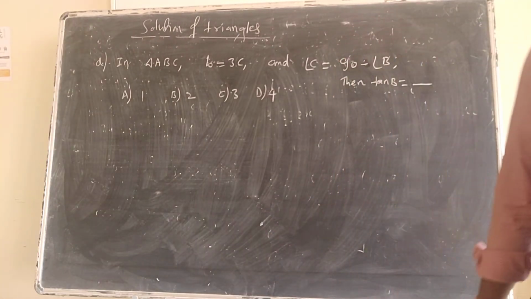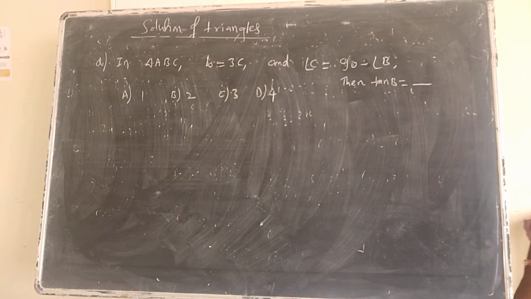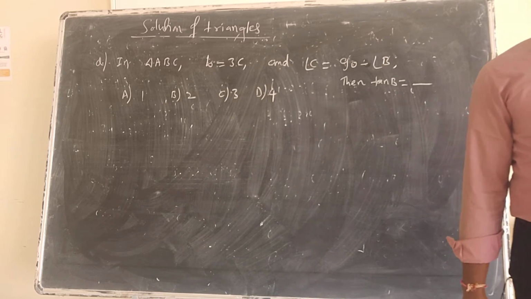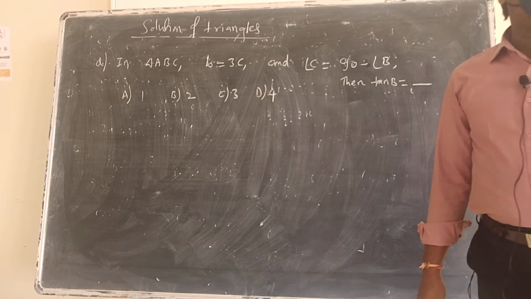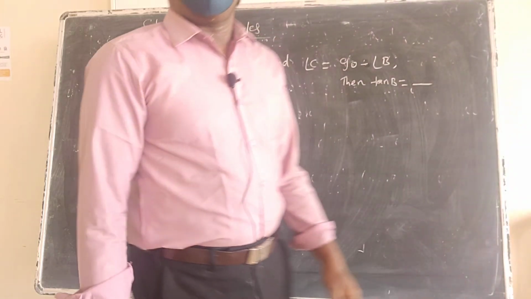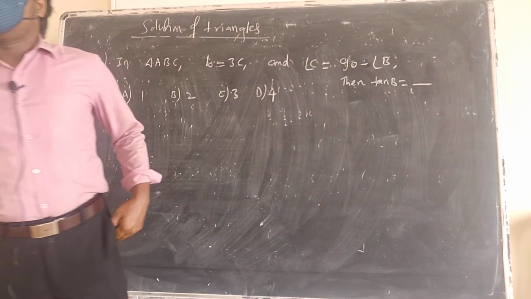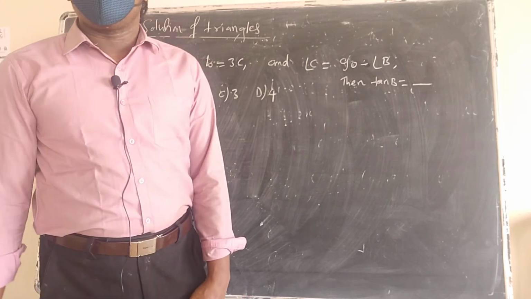So the question is, in triangle ABC, B is equal to 3C and angle C is equal to 90 minus B, then you have to find what is the value of tan B. I will give 1 minute time. Is it okay? Is 1 minute sufficient? Or do you want more?